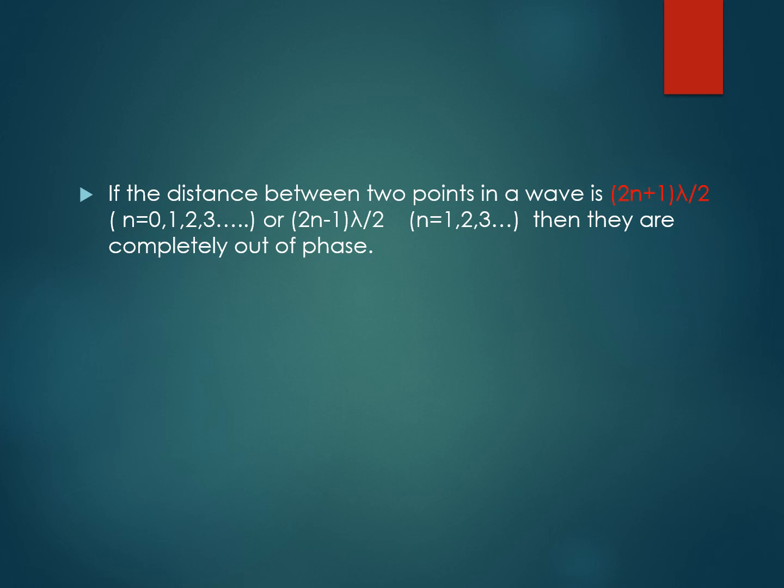We will normally use (2n plus 1) lambda by 2 because here the value of n is 0, 1, 2, 3, etc. Whereas for the distance between two points which are in phase, it is n lambda, where n is also 0, 1, 2, 3, etc.